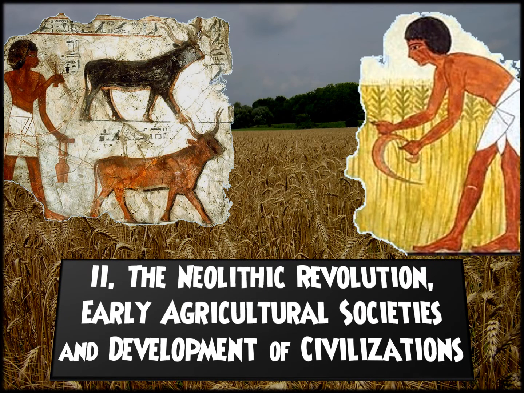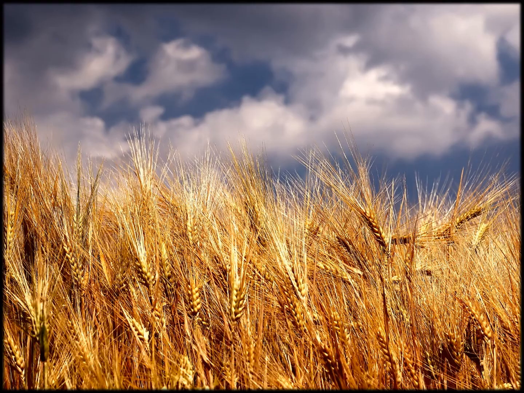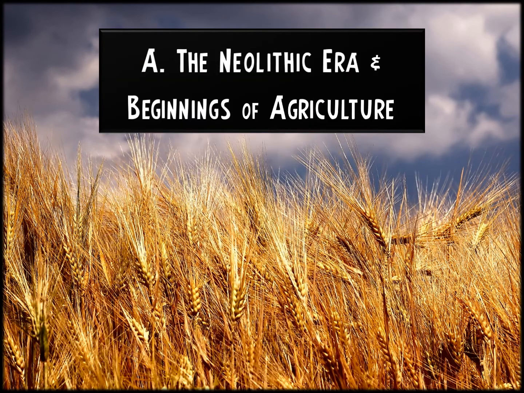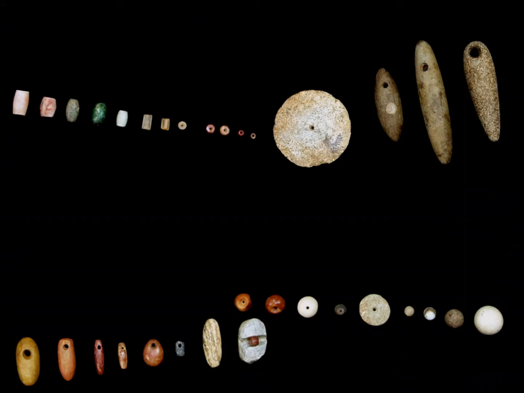The Neolithic Revolution and early agricultural societies. This will also include the development of civilizations over time. Now we're moving into a different era, the Neolithic era. In the Neolithic era, we see the beginnings of agriculture, where man controls the production of their food.